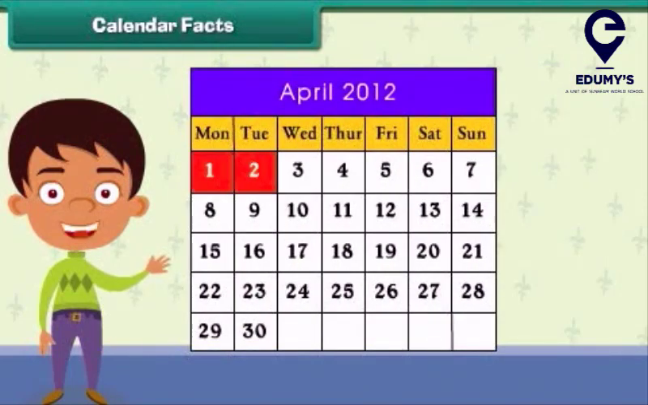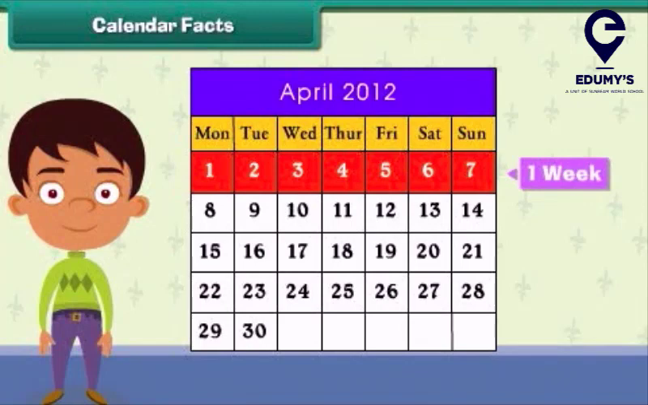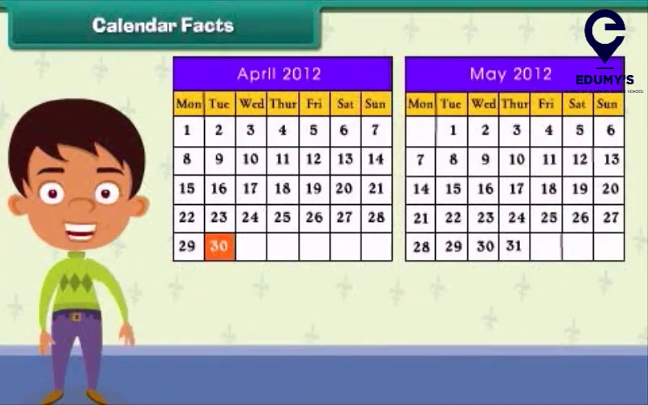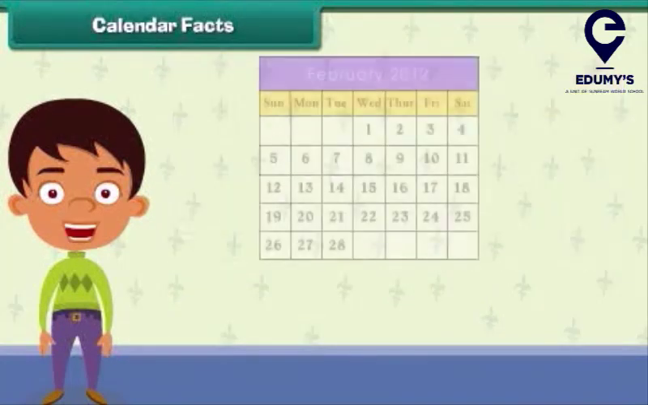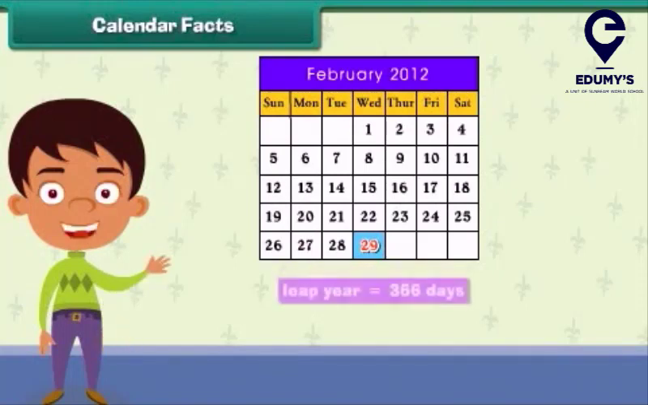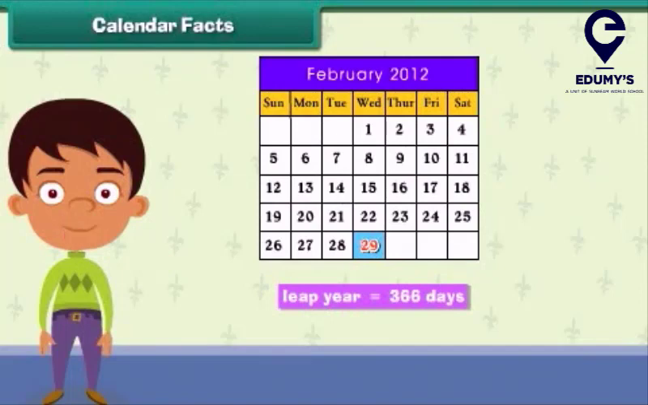Each month is divided into weeks. One week has 7 days from Monday to Sunday. Each month has 30 or 31 days. Only February has 28 days. Do you know that in a leap year, there is one extra day that is added in the month of February? Therefore, a leap year has 366 days.